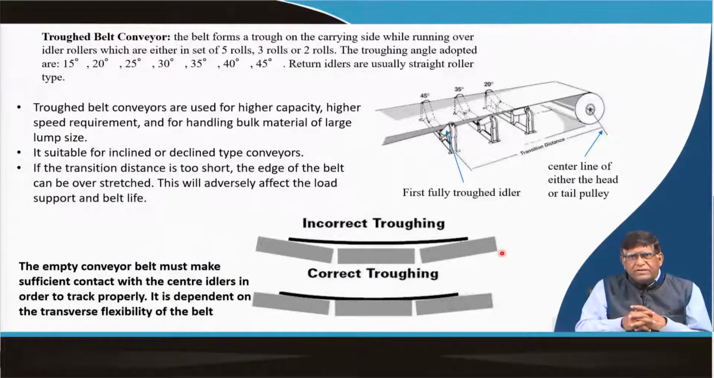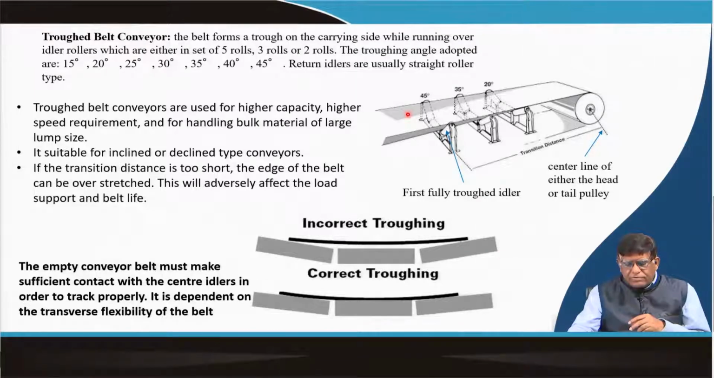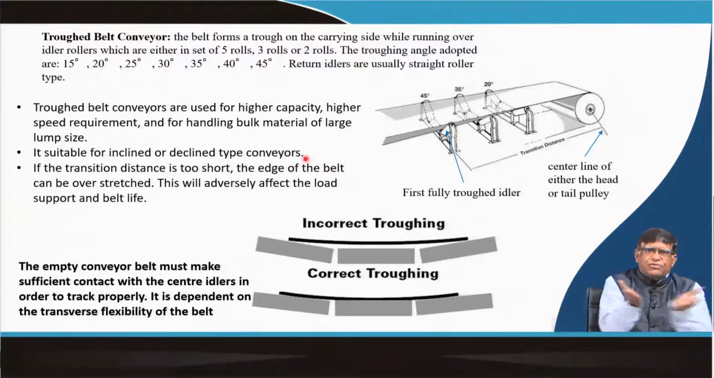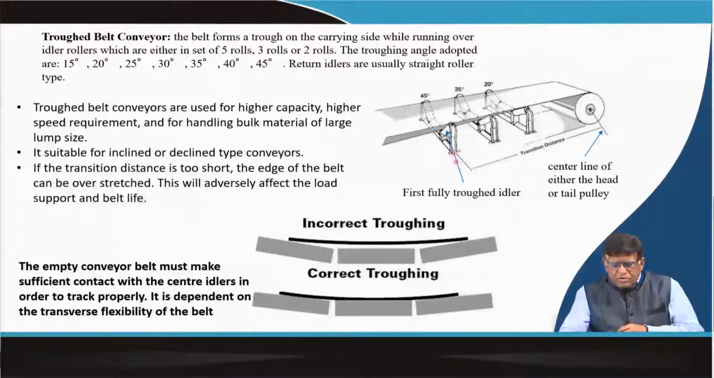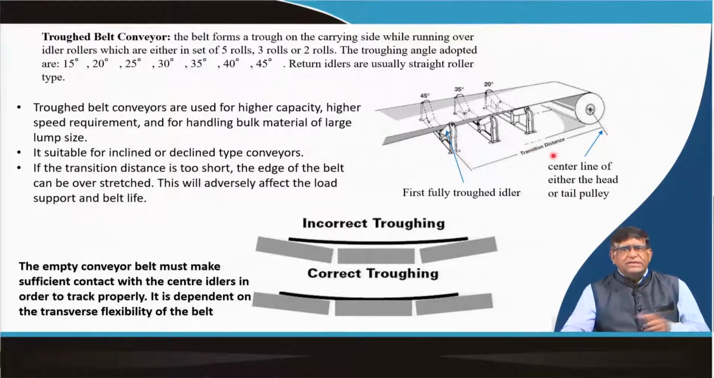Now, as you said, the trough belt means it will go to 45 degrees. At the end there is a drum, there it is a flat belt, it is coming first; after some distance you put idlers set at 20 degrees, then you set at 35 degrees, and then you put at 45 degrees. Then the whole main drive of the conveyor belt will be troughed at 45 degrees. This distance is called the transition distance.